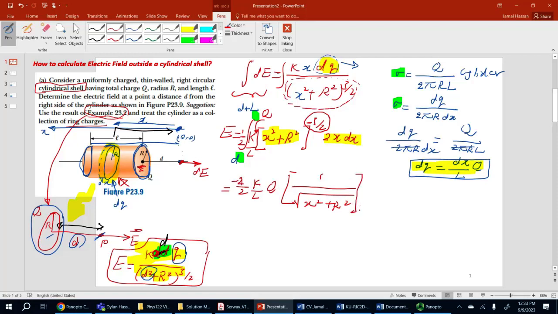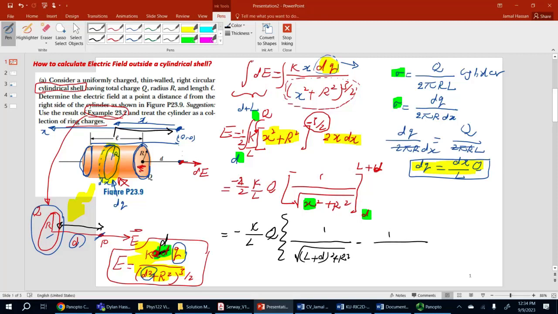Okay. And of course, we have to substitute the limits d and d plus L. So instead of x, we're going to substitute L plus d once, and then minus, and this one. So the equation simply, remember we have a minus here, so it's going to be minus k divided by L, q, and the rest is simply equal to 1 over the square root of L plus d squared plus r squared minus 1 over the square root of d squared plus r squared, and that's the final answer.